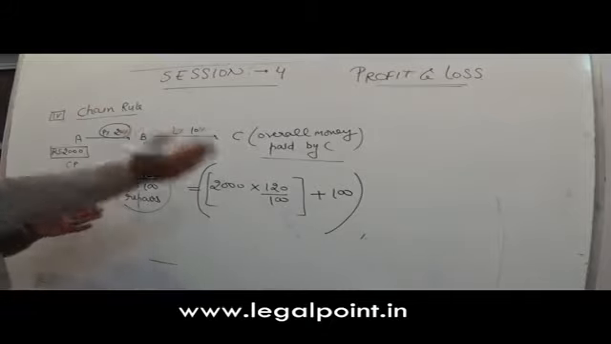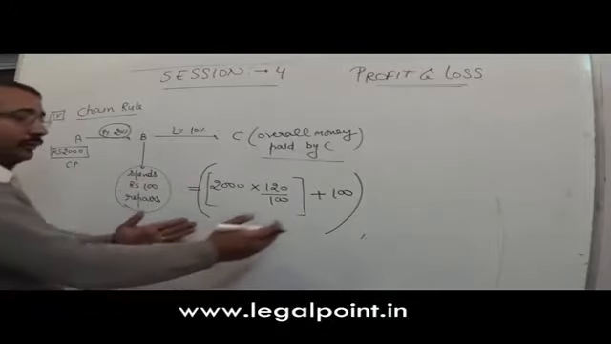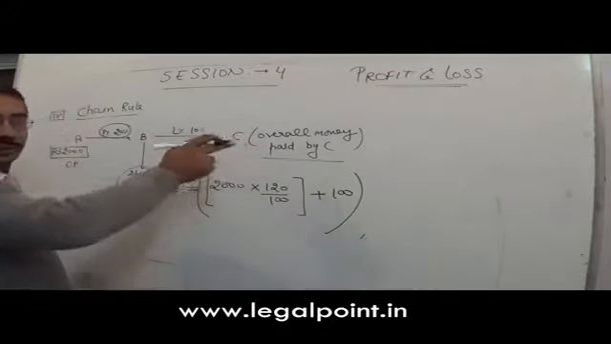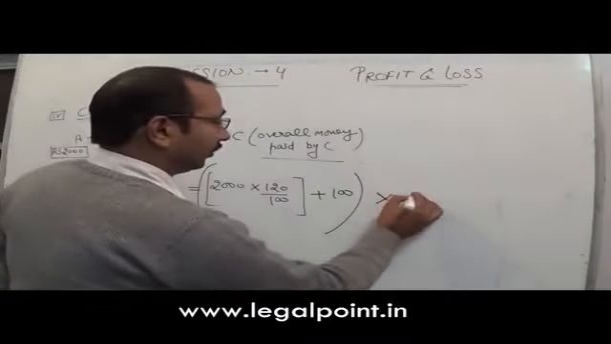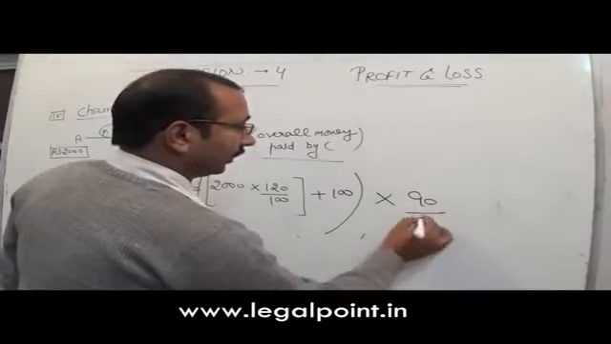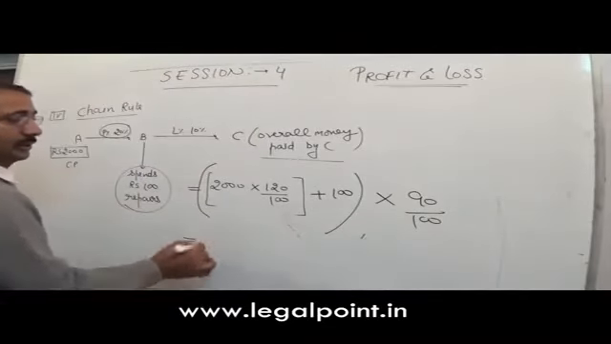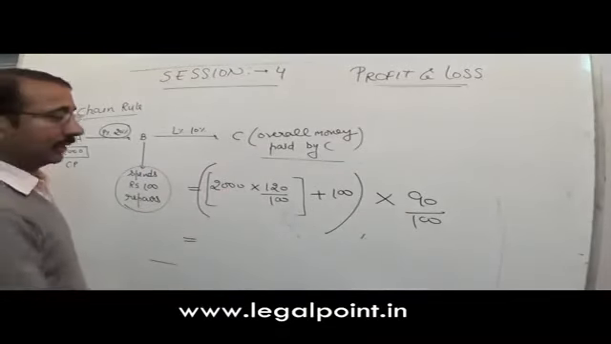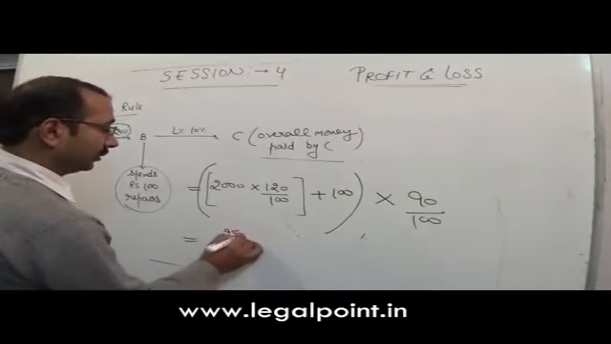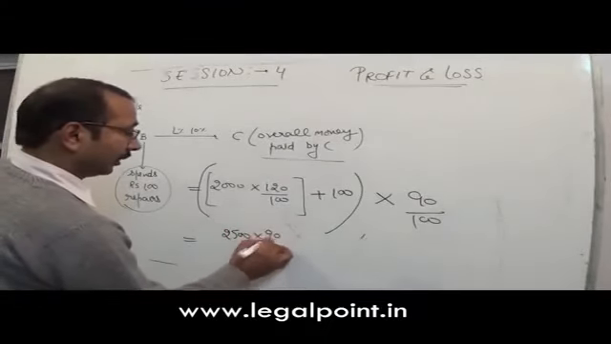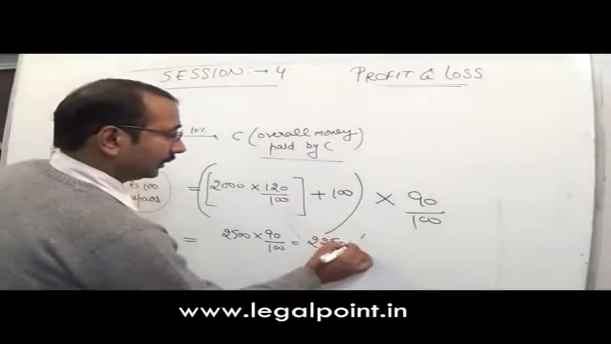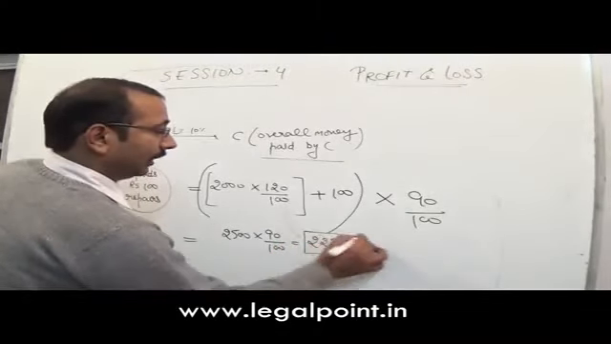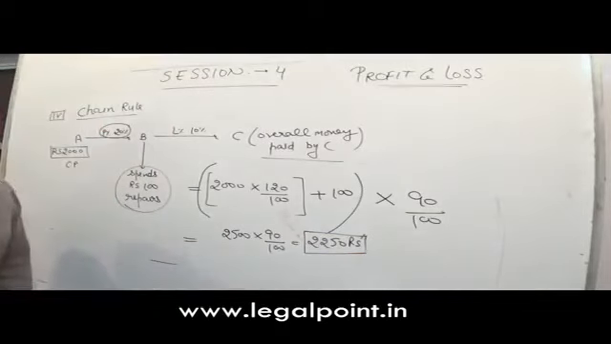This is the cost for B, and he sells it to C. This is the CP, and we have to find the SP into 100 minus 10 by 100, 90 by 100. So when we solve it, that will give you 2400 plus 100, 2500 into 90 upon 100. Answer is 2250. This is the total money paid by C to B in order to purchase the article.